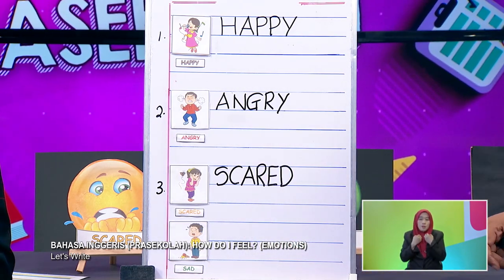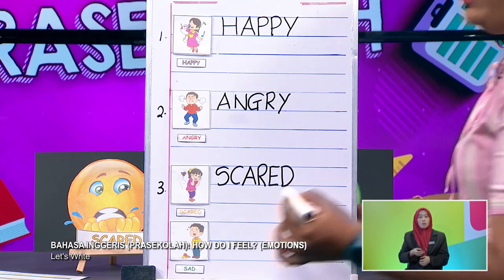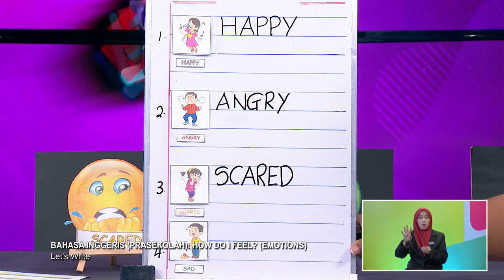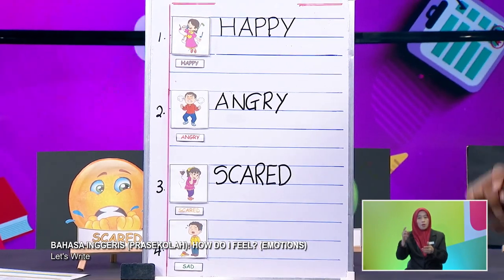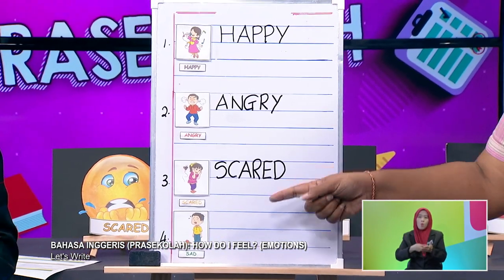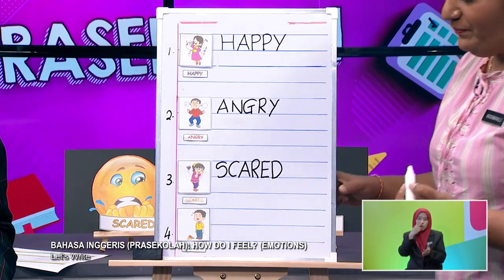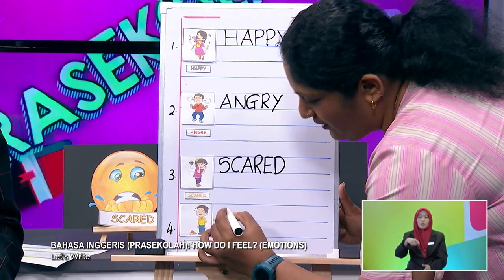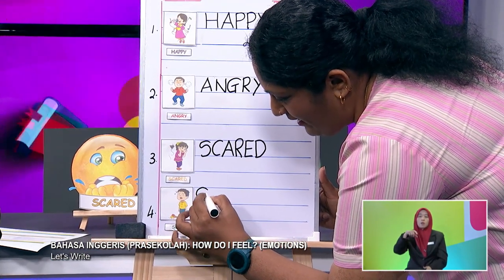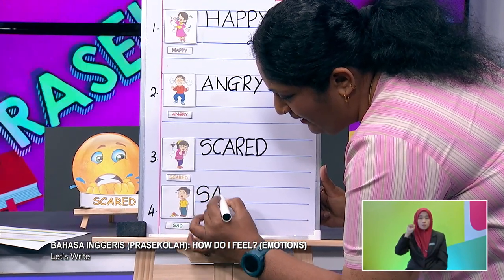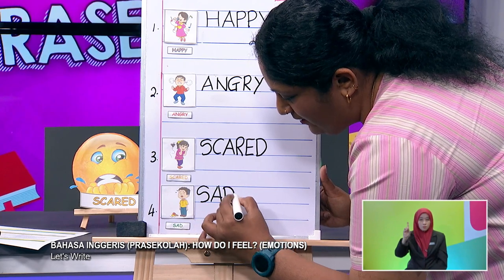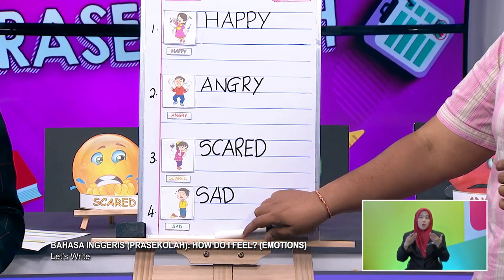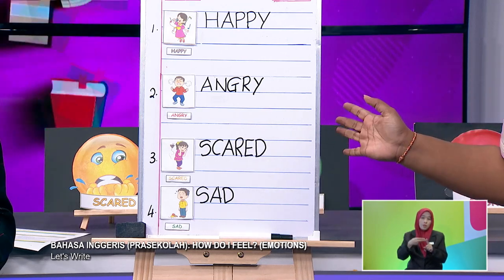Okay. So, we have the last one here. We will write the number four outside the line. Okay. So, what is that, Shafika? Look at the picture. The picture shows he's sad. Sad. Okay. Can you spell sad for me, Shafika? S, A, and D. Okay. This is how we write capital letters in our book.